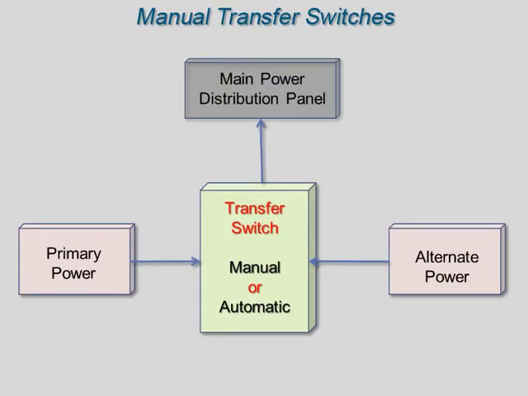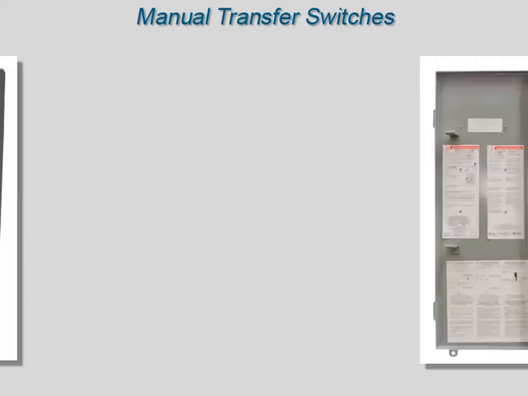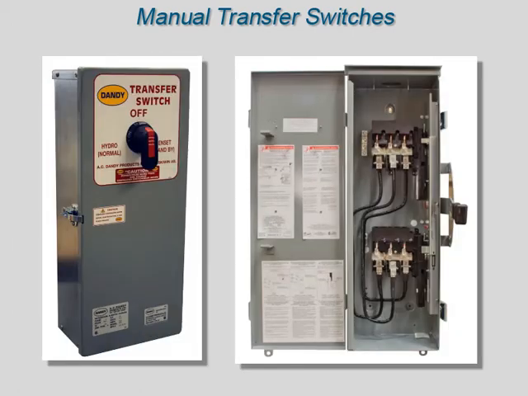Transfer switches are used to make and break circuits as required by sensing and transfer schemes to provide smooth power transitions. The transfer switch can be manually operated or automatically operated. Manual transfer switches are similar to disconnect switches, except they have three positions that allow the power supply to a component to be switched from one source to another.